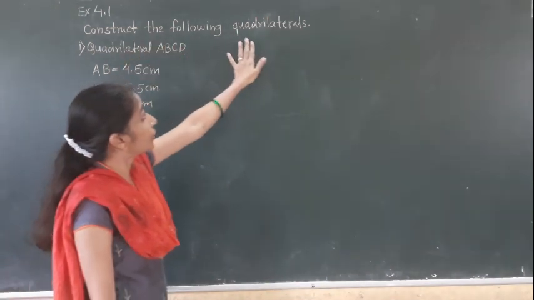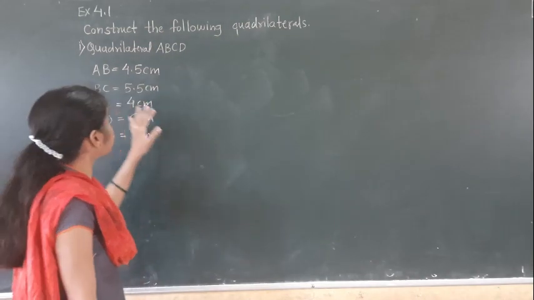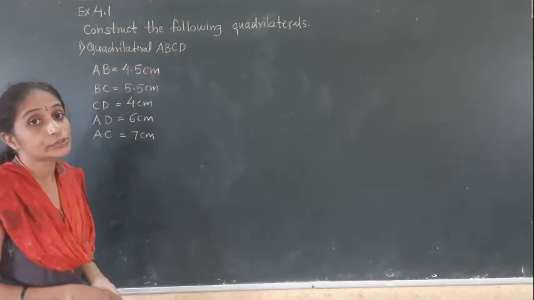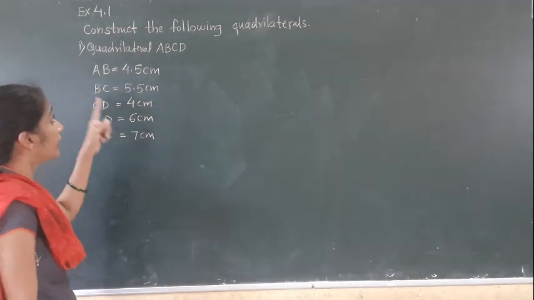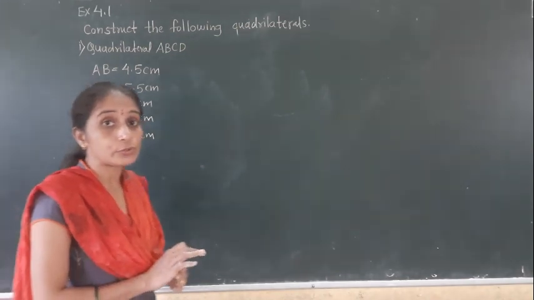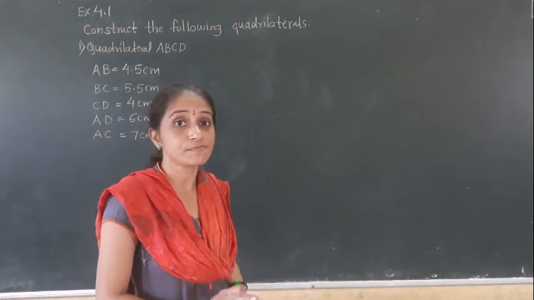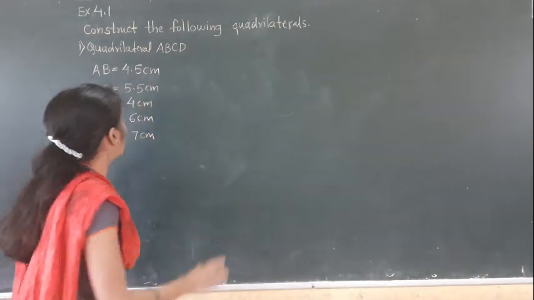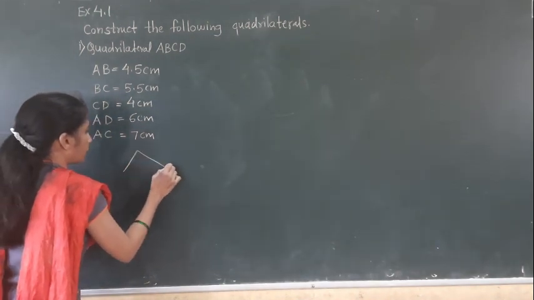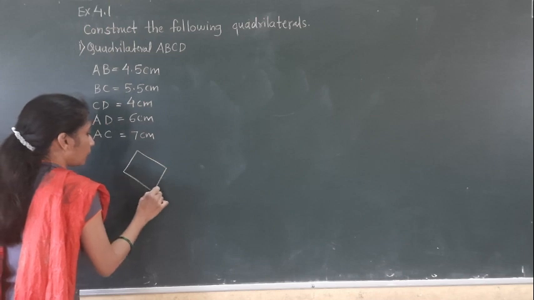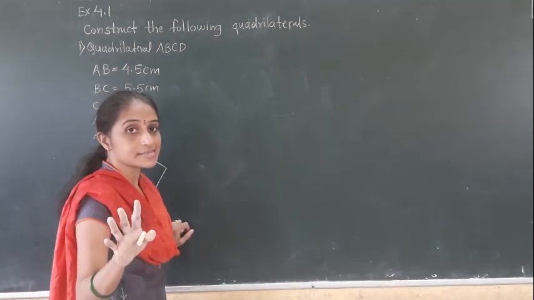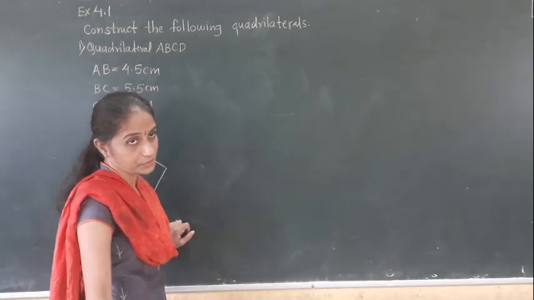Construct the following quadrilaterals. Now quadrilateral ABCD. We are going to construct which quadrilateral? ABCD. So first what are we going to do? First we draw the rough sketch of the quadrilateral. Quadrilateral means what? A quadrilateral is a closed figure made up of four line segments.